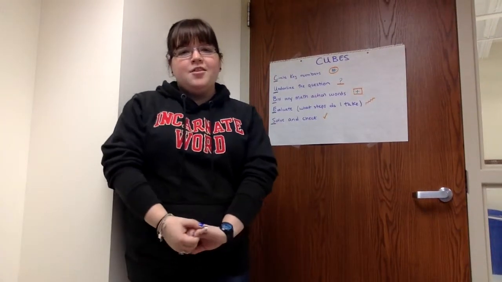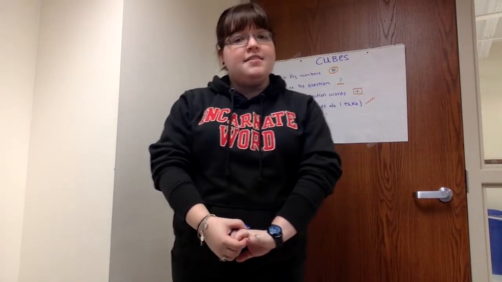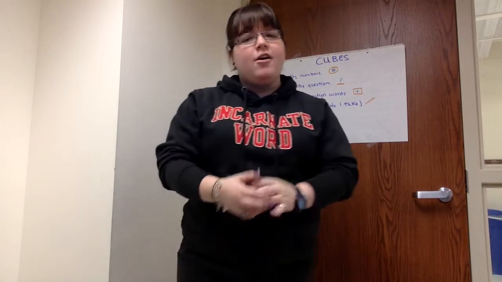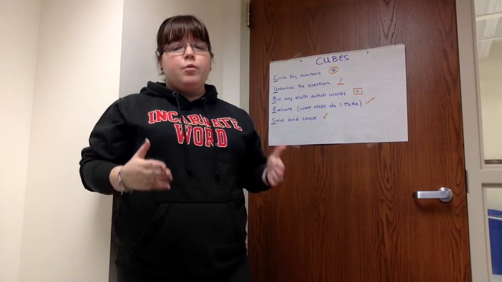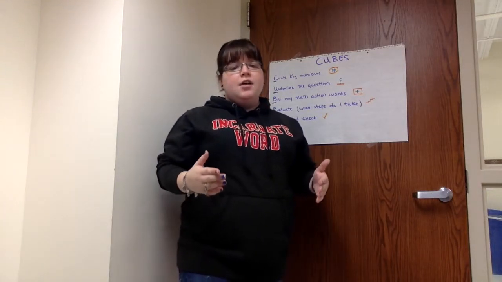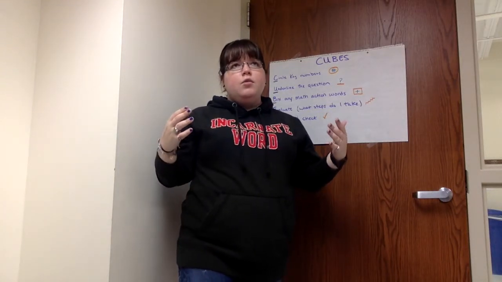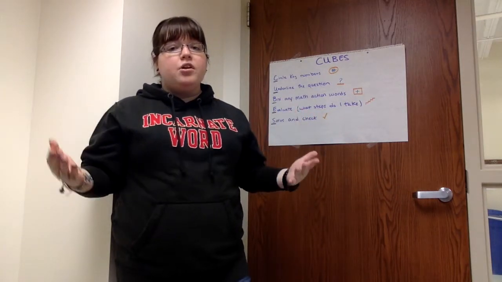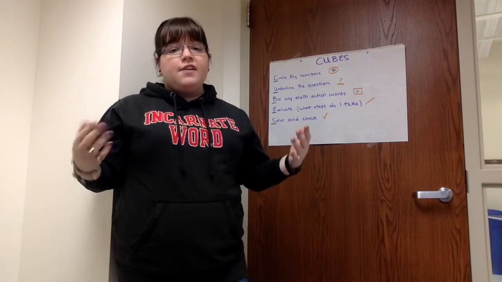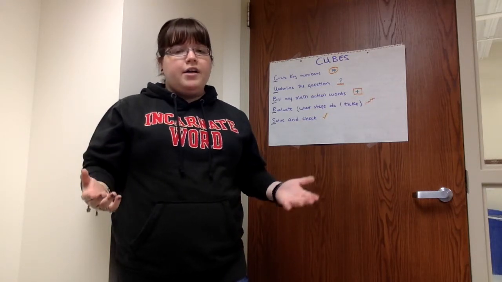So class, we've been working on doing word problems in our math class, and I've noticed that some of you have been having a hard time figuring out what to use when you're doing a word problem and what not to use. And what I mean by use, I mean which numbers you're supposed to include in your problem and which numbers are extra information. You don't want to use that extra information because it'll give you the wrong answer.